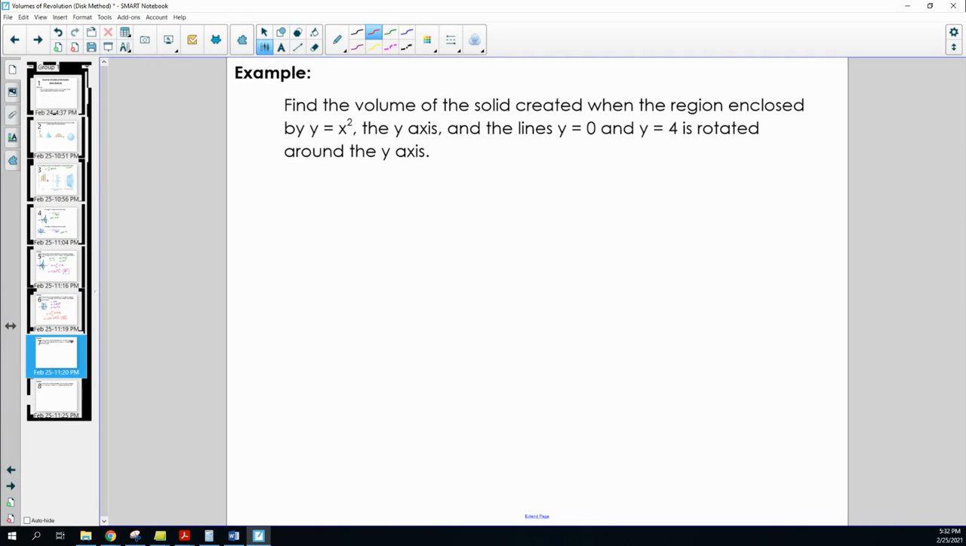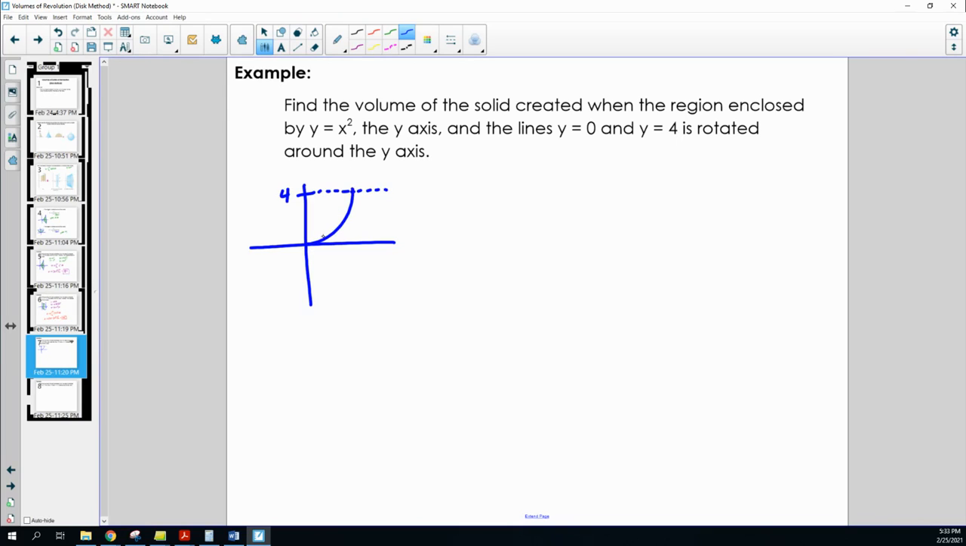Okay, so now we're going to look at rotating around the y-axis. Find the volume of the solid created when the region enclosed by y equals x squared, the y-axis, and the lines y equals 0 and y equals 4 is rotated around the x-axis. So first thing we have to figure out is what this is going to look like. y equals x squared, but it's bounded by x equals 0, y equals 0, and y equals 4. So I'm just going to put 4 up there for that's y equals 4, this line here, right?